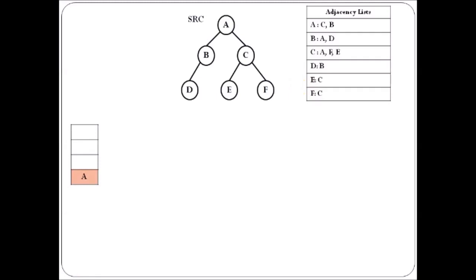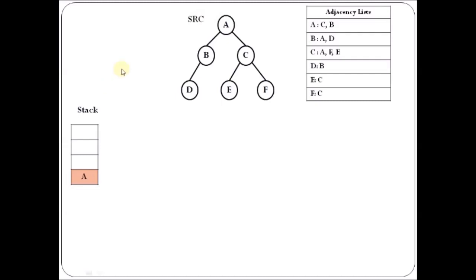As I told earlier, the DFS algorithm makes use of a stack. So, consider this as the given stack. The source node is considered to be the first node, which is at the top of the stack. Now, in order to apply DFS, we have to perform two steps. Number one, we have to pop the element which is present at the top of the stack, and we have to push the elements that are adjacent to the element that we are going to pop.